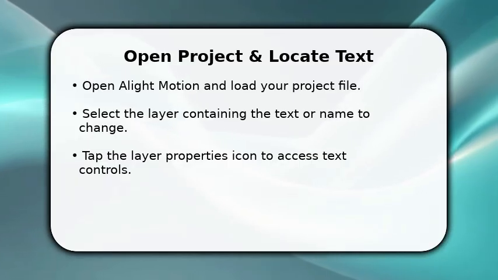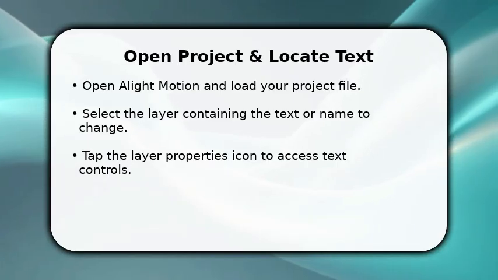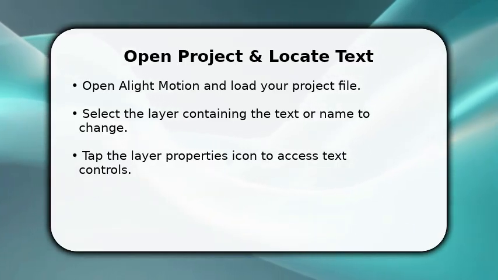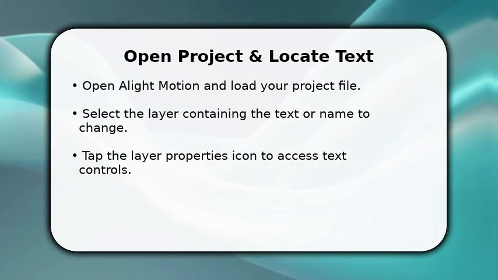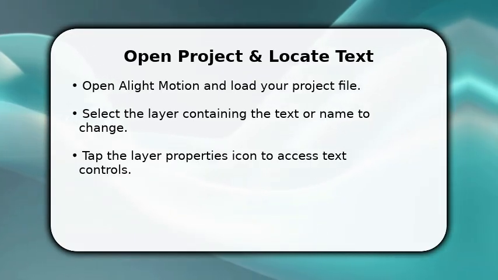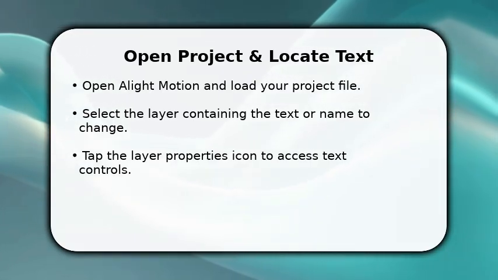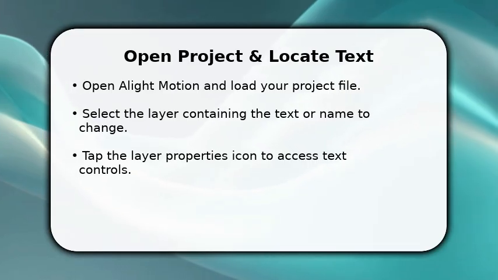You start by opening Alight Motion and loading the project that contains the name you want to change. Once the project is loaded, tap the timeline and select the text layer. That targets only the name without affecting other elements.